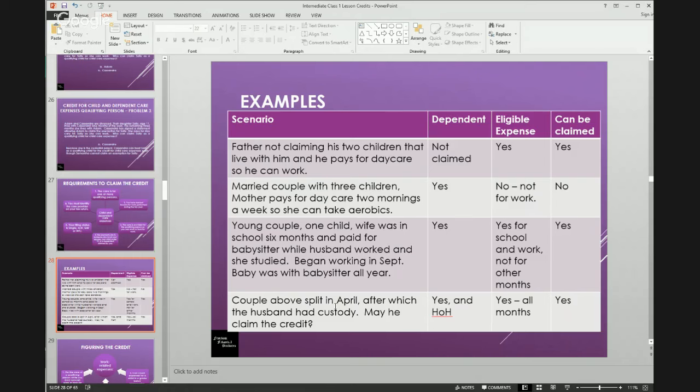In the next example, we've got a young couple with 1 child, and the wife was in school for 6 months and paid a babysitter while the husband worked and she studied.